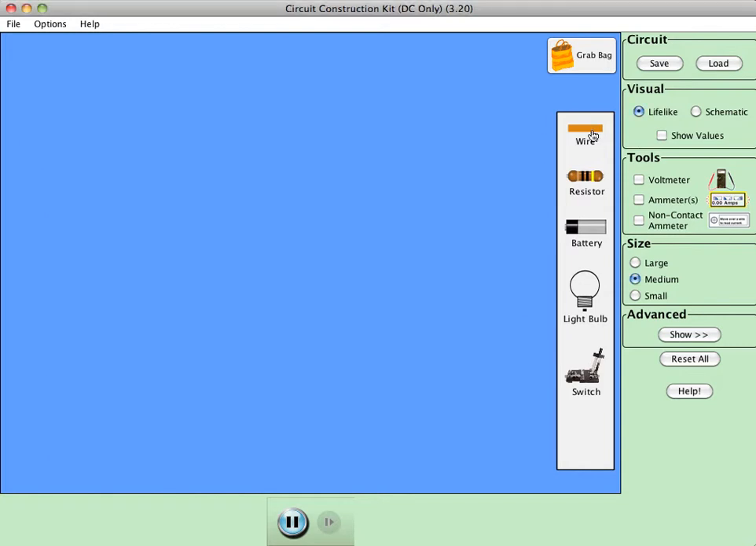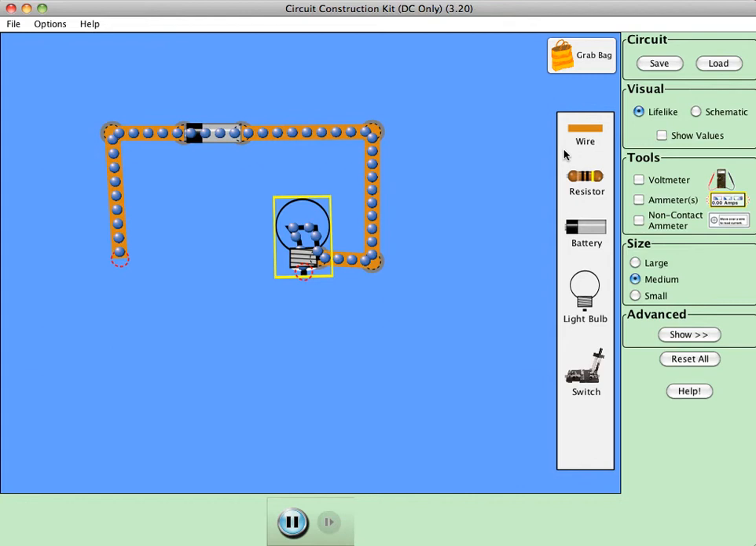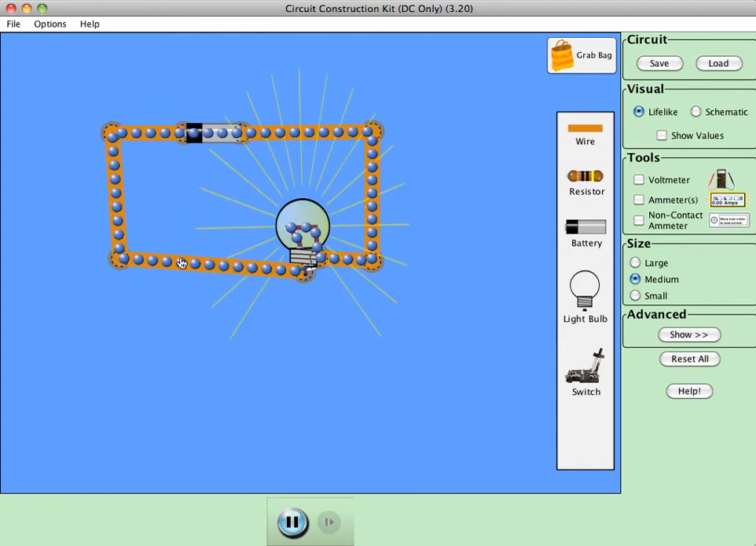Okay. So I'm just going to show you how to use this program. We've got the wires here. The wires are going to be our conducting path. Got a battery, which is our power supply. And we're going to add a light bulb, and that's going to be our load. Okay, so I've just made a simple circuit here.